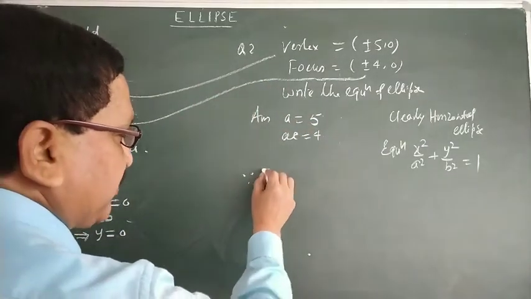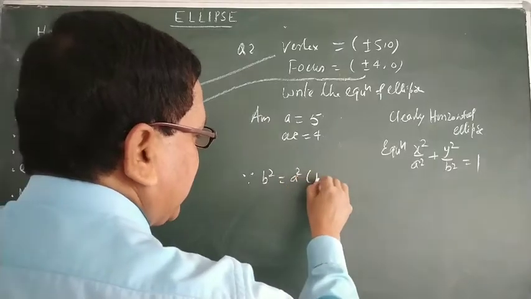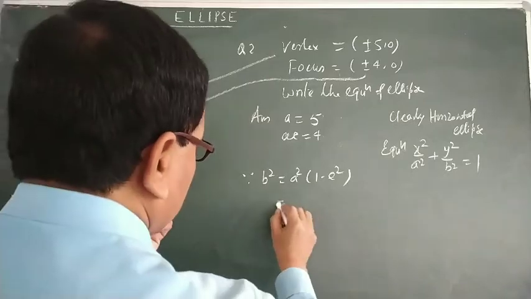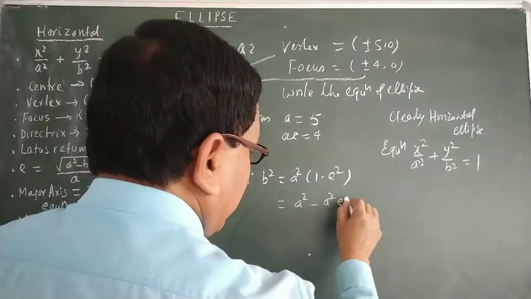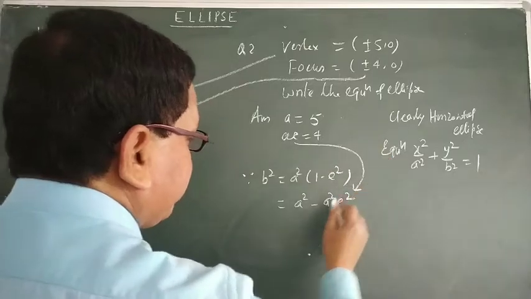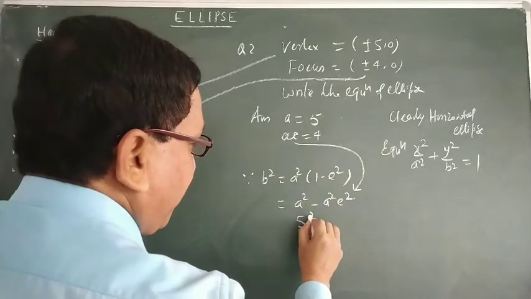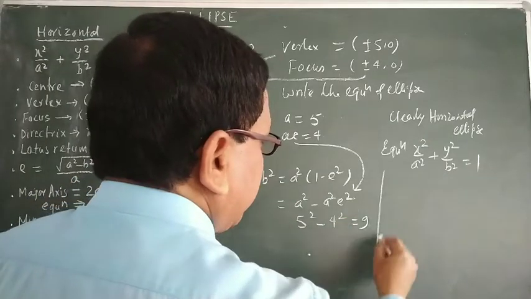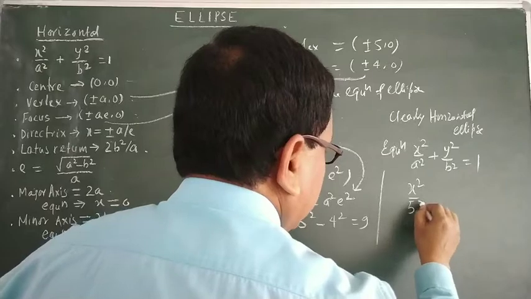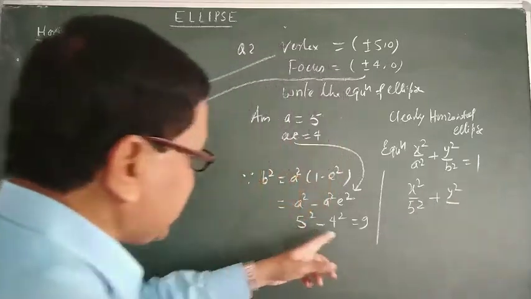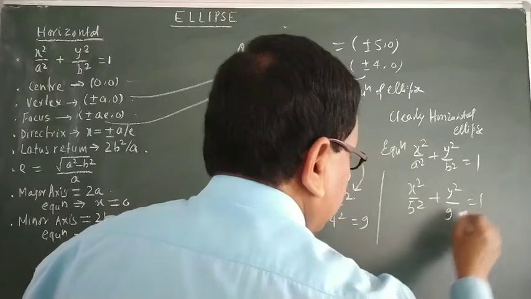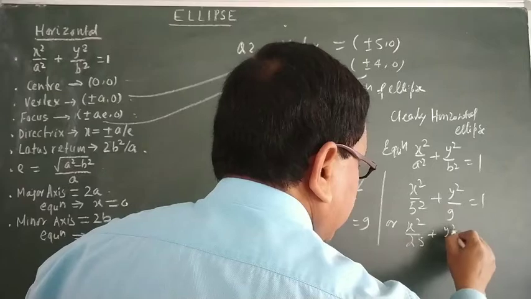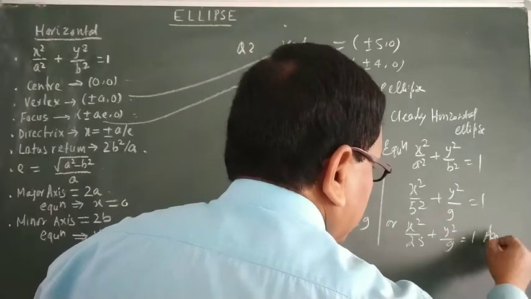So use the emergency formula. b square is equal to a square into 1 minus e square. This is the formula to be used in case of emergency. So this is a square minus a square e square. Put the value of a. So a square is 5 square. ae is 4, so 4 square. This is 9. So the equation of ellipse is x square by 5 square plus y square by 9 equal to 1, or x square by 25 plus y square by 9 equal to 1. So this is the answer.